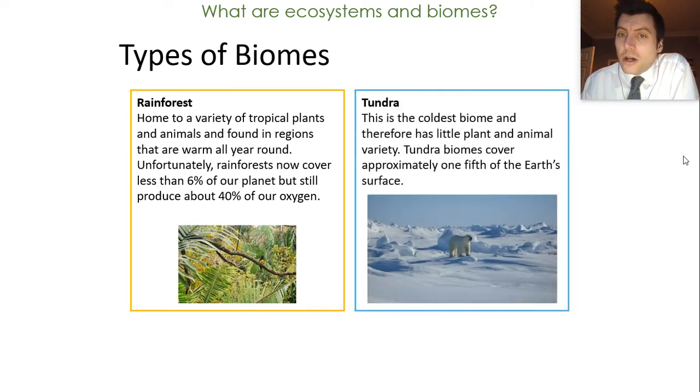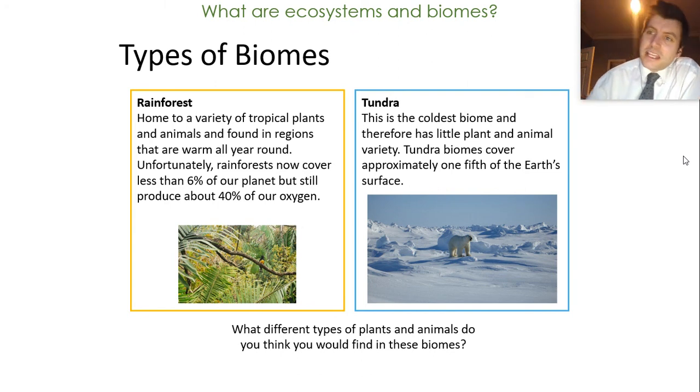Then there's tundra, the coldest biome, and we've got the idea of the polar bear there. About a fifth of the Earth's surface, so 20% of it, and it's so cold. We think it's cold this week. It'll be significantly colder in those tundra locations.